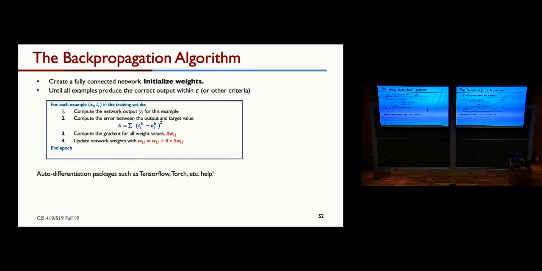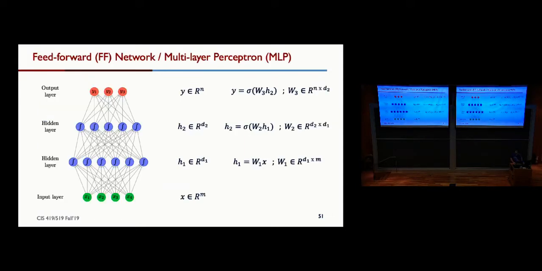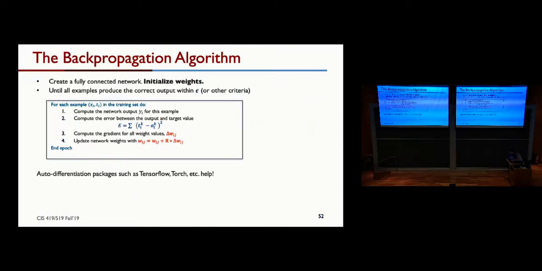Quick note on the backpropagation algorithm that we saw last time. Suppose you have a network like this. You would initialize those three matrices, W1, W2, W3, with some random weights. You get a bunch of training data, which is written as (xi, ti) tuples.